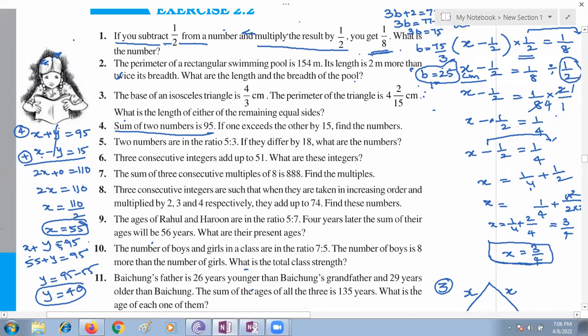I won't do the fifth one, it is work for you. Please start working on the fifth one. One minute time for you. Two numbers are in the ratio 5:3. If they differ by 18, what are the numbers? That's our question. Ratio is given. You just assume the numbers to be 5x and 3x. Differ means their difference is nothing but 18. 5x minus 3x is 18. Come on, start working on the sums.